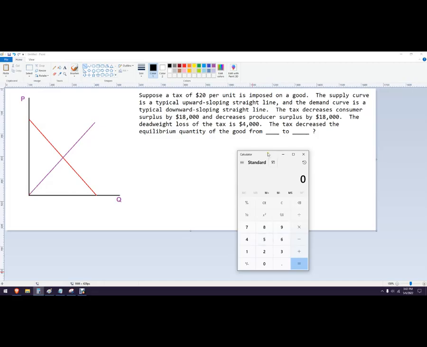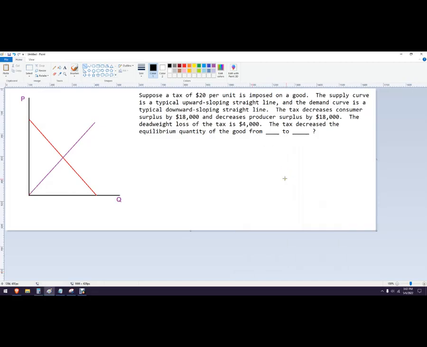We've got a problem. We're trying to figure out what's going on with an excise tax. A little more complicated than usual, or at least we don't have quite as much information. So we've got a $20 per unit excise tax on some product, supply and demand. So that's how I've drawn both of these here.